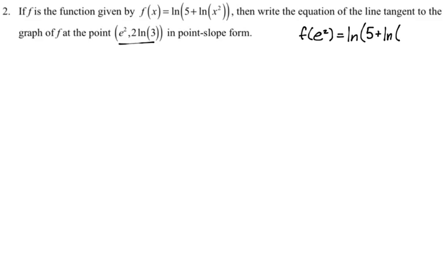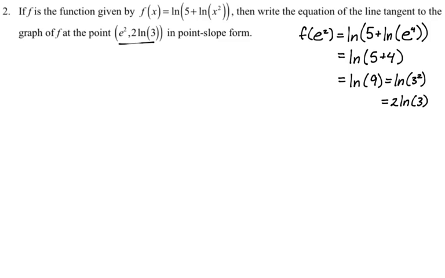So I'm going to substitute in, so it's e squared squared, because I'm subbing into x squared. So e squared squared is e to the 4th. The natural log of e to the 4th is 4 times the natural log of e, and the natural log of e is 1. So that just becomes 5 plus 4. That's a property that you'll use frequently down the road when you're solving differential equations. So this is the natural log of 9, but 9 is 3 squared, and the natural log of 3 squared is 2 times the natural log of 3. So that's why the ordered pair is e squared, 2 natural log of 3.